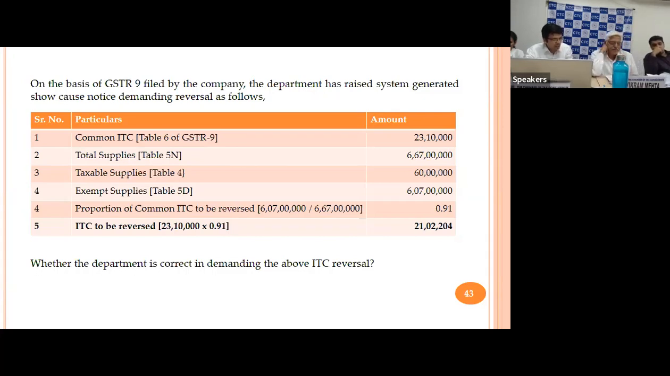Now, the department has issued a show cause notice saying that your 91% credit is to be disallowed, and therefore you are liable to reverse 21 lakhs of credit out of the 23 lakh 10,000 which you have taken. So whether this department's stand is correct or not.